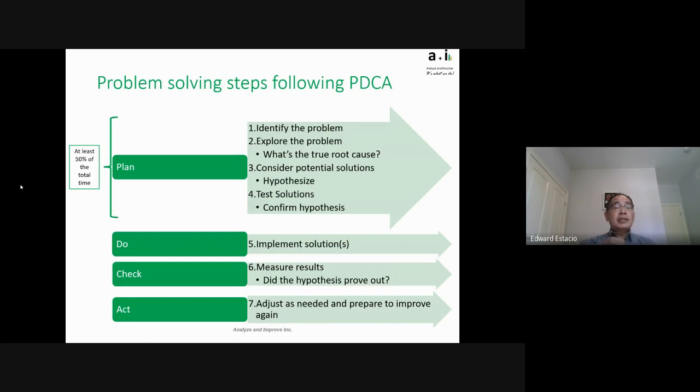So doing is, okay, we came up with these critical few solutions that we want to implement, and let's do those. We check, we measure the results. Are we making improvements or are we not? If not, then we act on it. So the planning is really the longest phase of going through an improvement. The time spent on planning is at least 50% of the total time and sometimes even more.